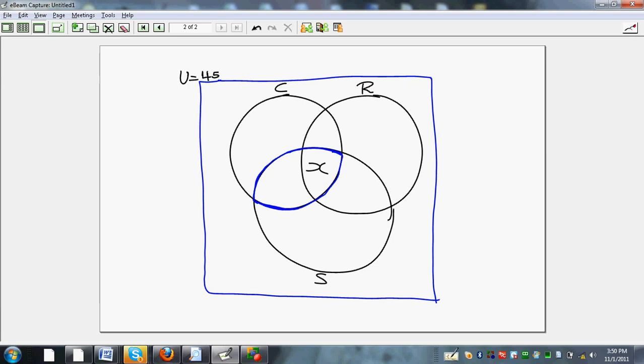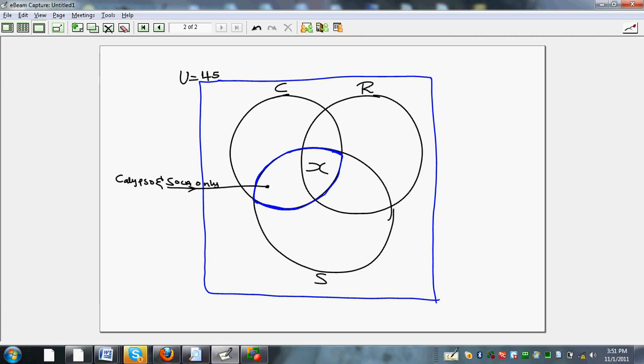Because that is the overlap. The blue area is the overlap of calypso and soca. It's where the two circles overlap. So inside of this area would be those people that like calypso and soca, and that's 15 in all. But this area here, where the arrow is pointing, will be those that like calypso and soca only. In other words, there's no overlap at all with the reggae circle. So this would be those that like calypso and soca only.